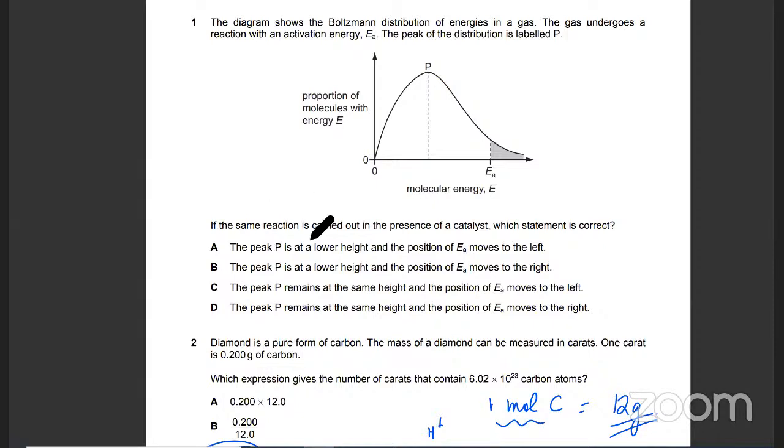The last one: if the same reaction is carried out in the presence of a catalyst, which statement is correct? C, sir. In the presence of a catalyst, everything remains the same, except the Boltzmann distribution. No energy is added to the system. Nothing happens, except for the catalyst reducing the activation energy.